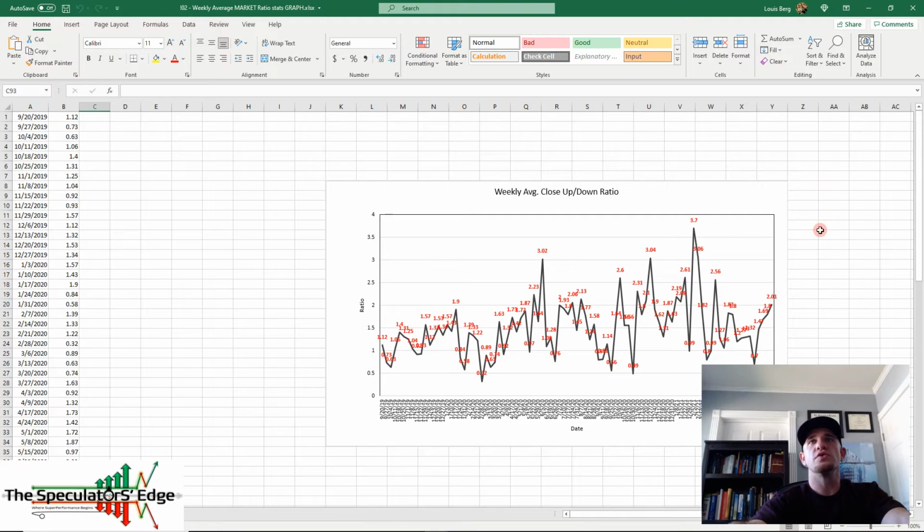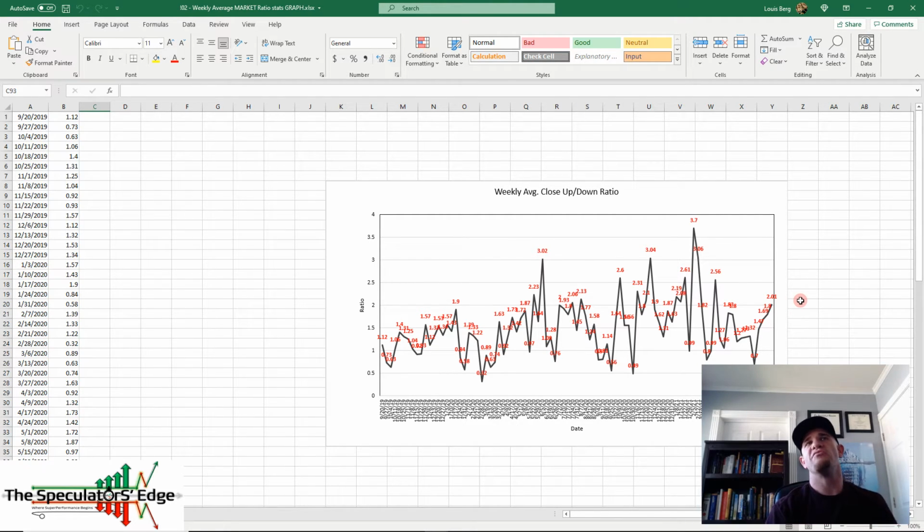That's good news. Other than that, this is the weekly average close up down ratio based on my mathematical model of volume and price change. I take this on a weekly basis, and I just average out all the calculations that I get every week from my scans, and this is the end of the week. So this is increasing. That's good to know.